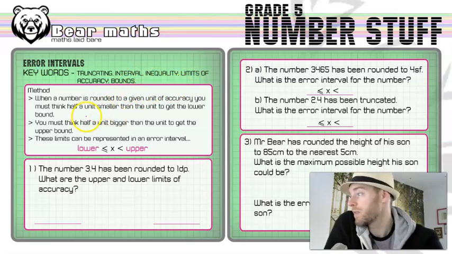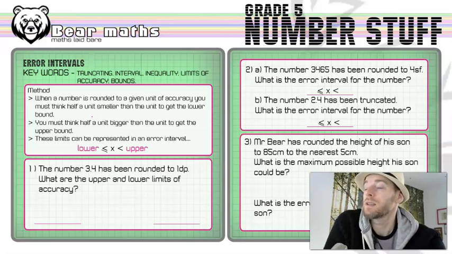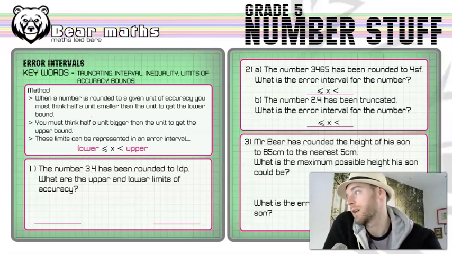So the method that I've got for you written here is when a number is rounded to a given unit of accuracy, you must think half a unit smaller than the unit to get the lower bound. You must think half a unit bigger than the unit to get the upper bound of the number. And then these limits can be represented in what we refer to as an error interval, and that's with this x in the middle. And it's always going to have this less than or the same as symbol here, and it's always going to have this less than symbol here.